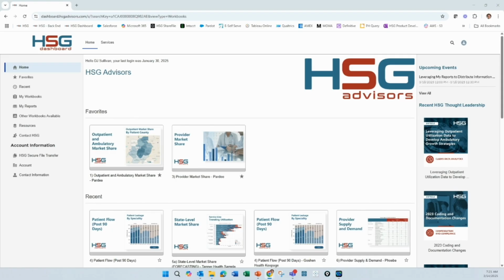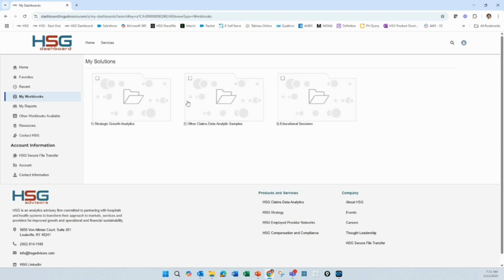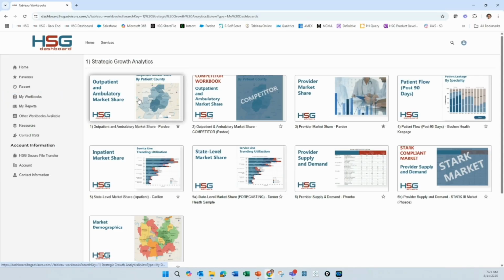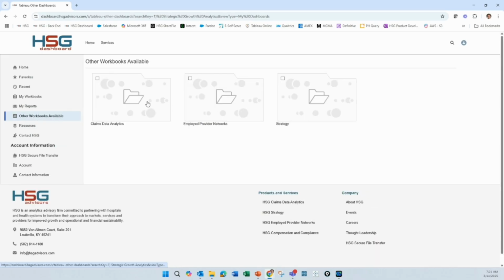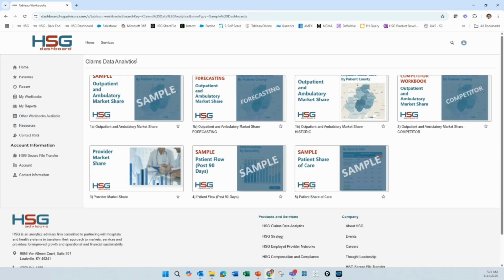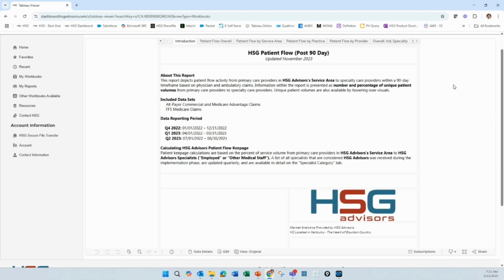A few samples of what that potentially looks like from the HSG perspective: we like to use our HSG dashboard environment. We think it's great from a delivery and packaging standpoint. One workbook we like to leverage is within our strategic growth analytics, an element around patient leakage. Or if we go to some of our other samples around our claims data solutions, we can look at our patient flow component, which is a way to measure patient relationships.